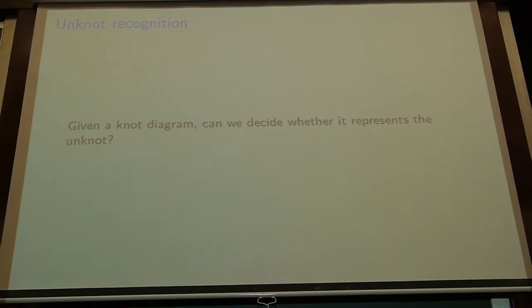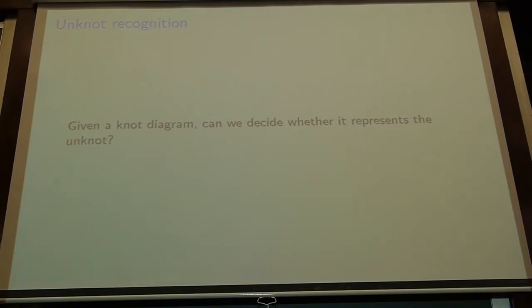Initially I'm going to talk about the unknot. And I'm going to ask, given a knot diagram, can we decide whether it represents the unknot? As I'm sure you all know, the answer to that question is known to be yes. It was solved by Haken about 50 years ago, and since then there have been many other positive ways of answering this question. But I'm going to be interested in the most elementary approach possible, involving Reidemeister moves.